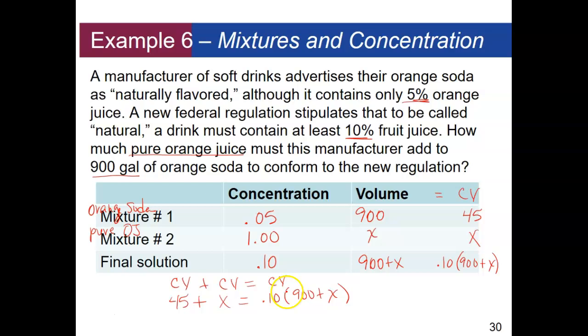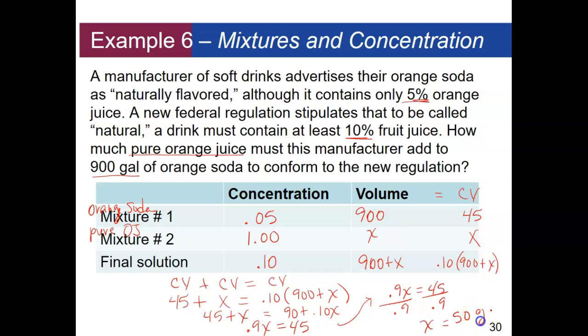If I distribute through here, I'm going to have 90 plus 0.10x. That's going to equal 45 plus x. This is a linear equation, so we just want to get the x's on one side and the numbers on the other side. So if I subtract 0.10x from both sides, I'm going to have 0.9x. And then if I subtract 45, I'm going to have 45. So I'll have 0.9x equals 45. Divide by 0.9, and I'm going to get x equals 50.